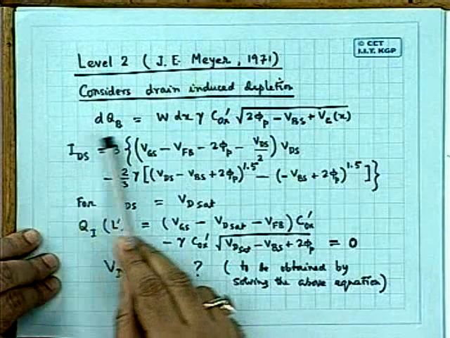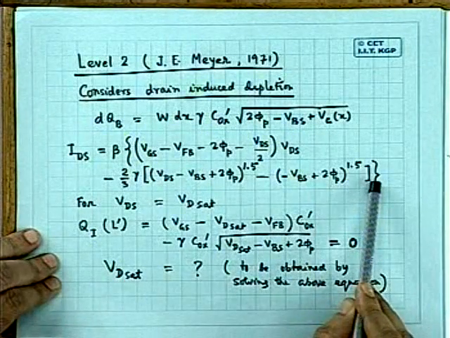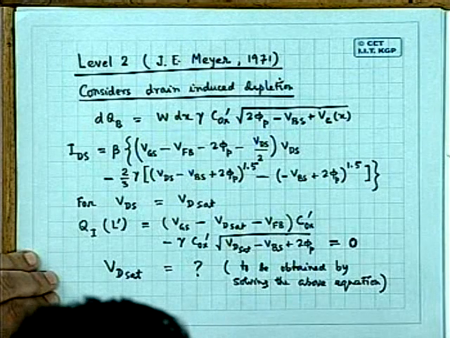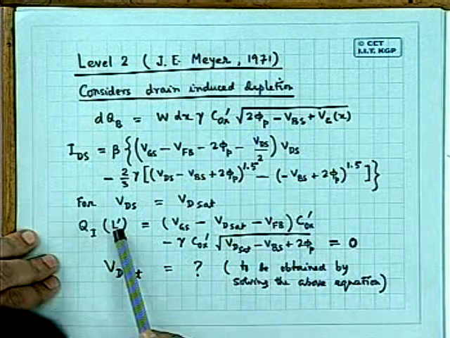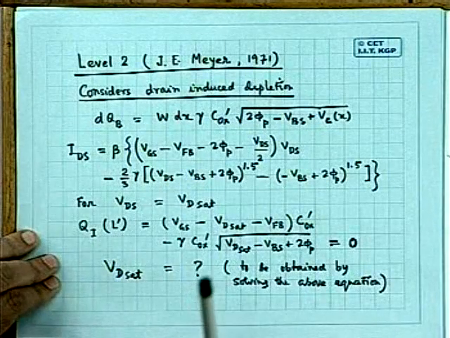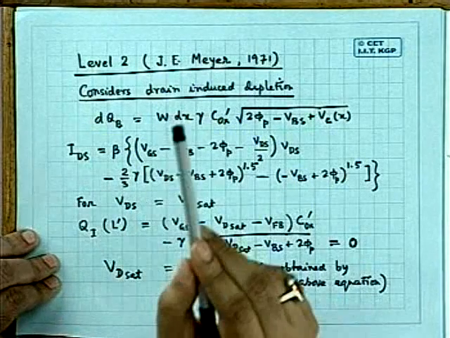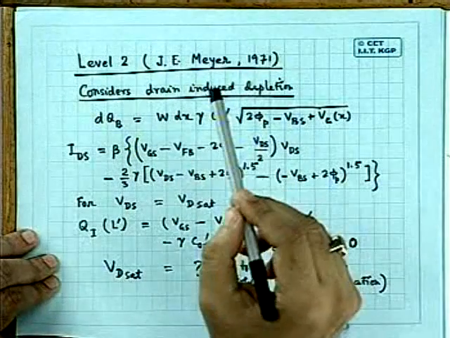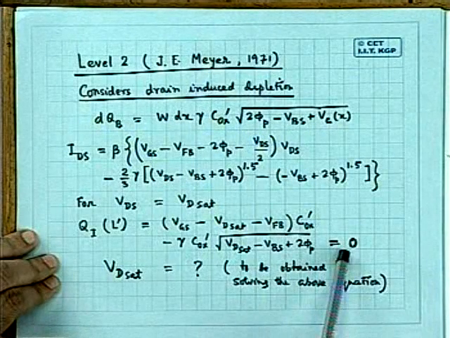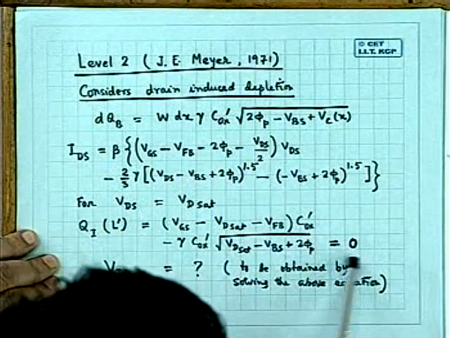This is the general expression for IDS we got, which is valid for the linear region. But then, how did we set the VD sat, or this onset of saturation? Here we assume that Qi at L dash, the inversion charge density at L dash, the point of pinch off, is 0, which was not the assumption earlier. Earlier, we simply assumed VD sat is equal to VGS minus VTH. But in this case, we do not do that. We assume that Qi at L dash is 0, and that results into an equation like this.